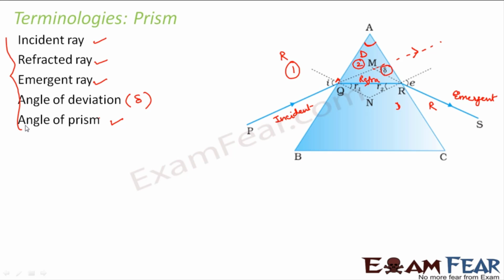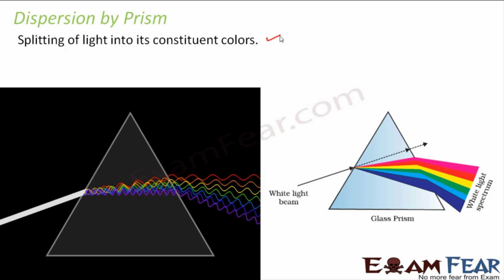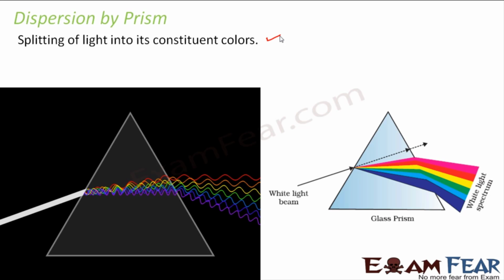And every prism has an angle of prism which is characteristic of itself. So what do we mean by dispersion? Dispersion means splitting of light into its constituent colors. We all know that the white light which we see around us is not exactly white. It is made up of 7 different colors. So the splitting of the light into its constituent colors is known as dispersion.